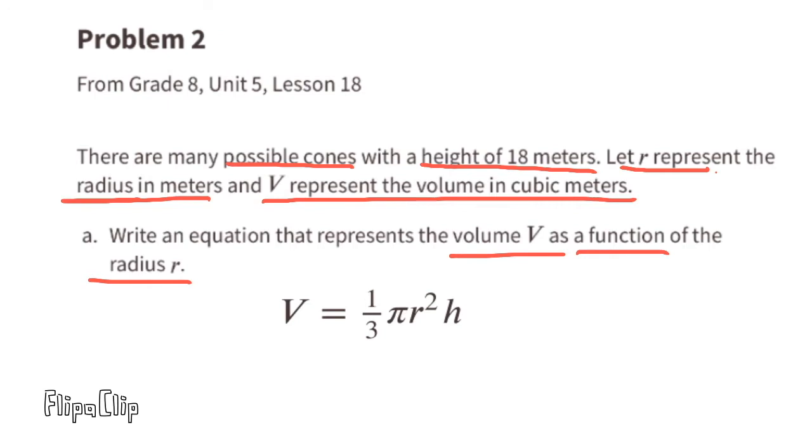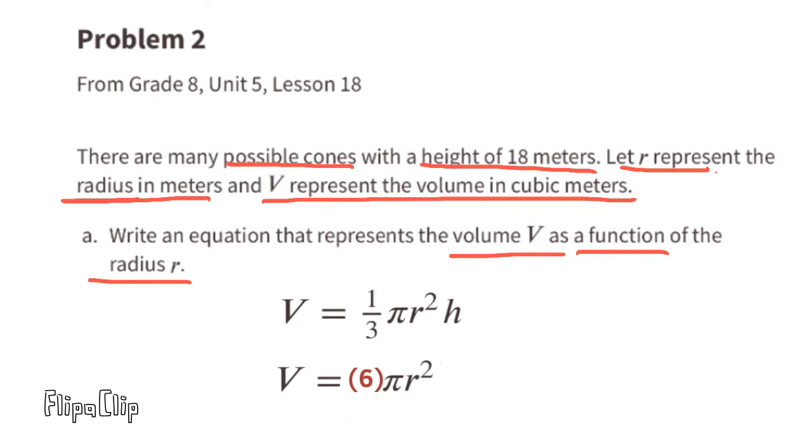They tell us that the height is 18 meters, so we can substitute the H with an 18. Now the equation reads V equals 1/3 pi R squared times 18. Remember, when multiplying, the order doesn't matter, so we can find 1/3 of 18. 1/3 of 18 is 6, so now the equation reads V equals 6 times pi R squared.